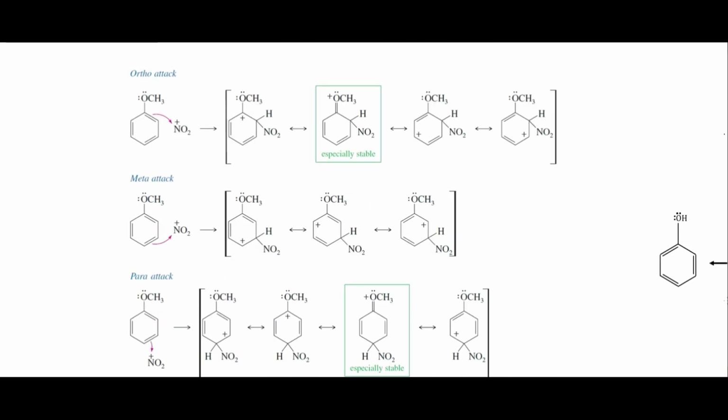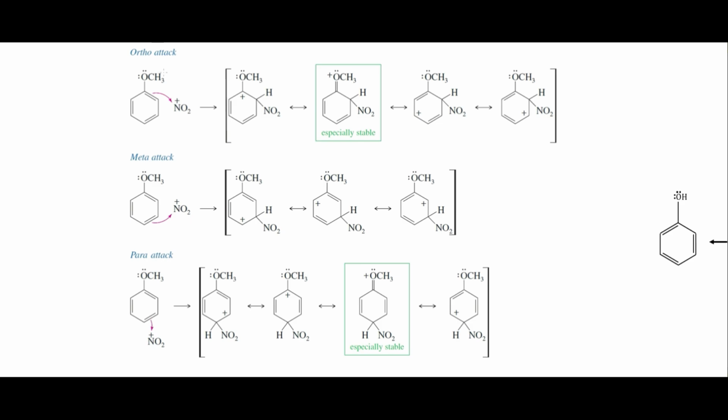So that looks kind of like this right here, where again we can have the ortho where we end up with this stabilized carbocation right here, or the para where we also end up with that stabilized carbocation right there, where with the meta we still have just all secondary carbocations right there.